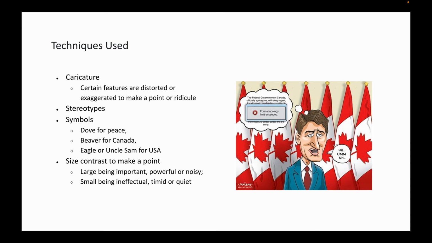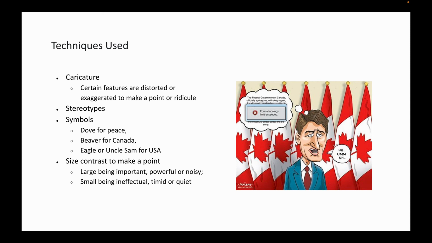Sticking with this cartoon, Prime Minister Justin Trudeau is umming and ahhing, and he's got his thoughts in his head. He wants to do an official apology from the federal government, and this cartoonist is making fun of him, saying that his apologies are very robotic and very computer-like, and you can see there that we have an error message: formal apology, limit exceeded.